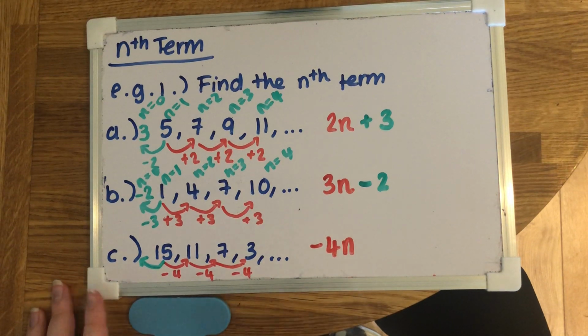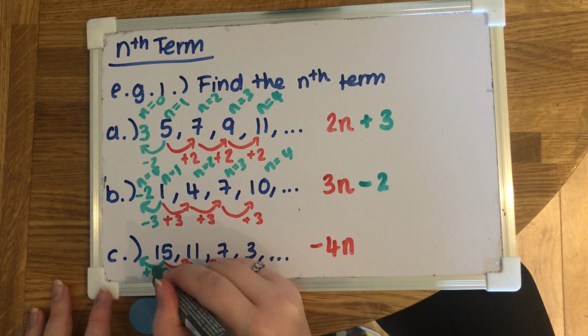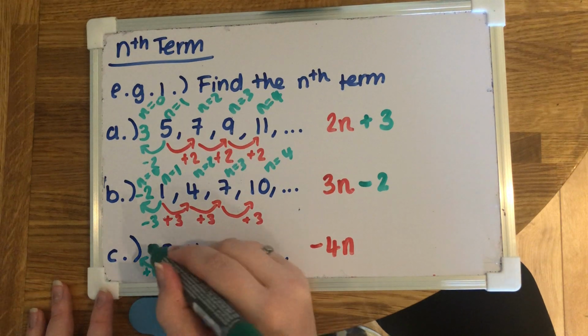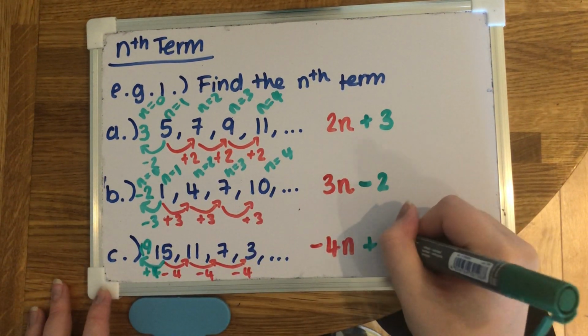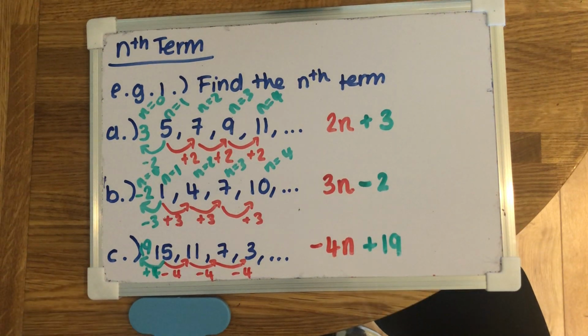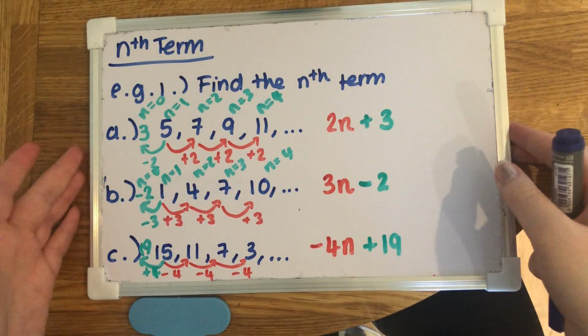The one before that, you'd have to add 4 onto the 15. 4 add 15 gives us 19, which is positive. So it would be plus 19 there. Okay, we are going to do a couple more on the other side. I'm going to make them a little bit harder.